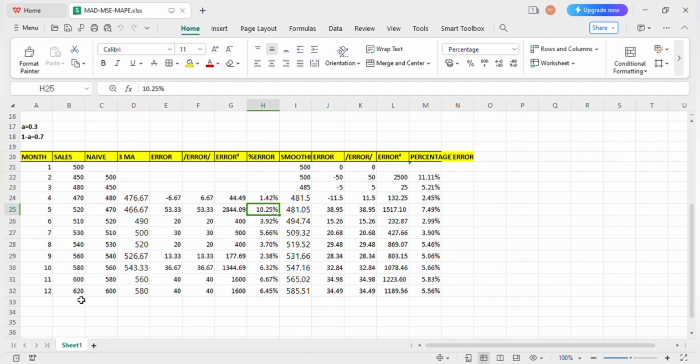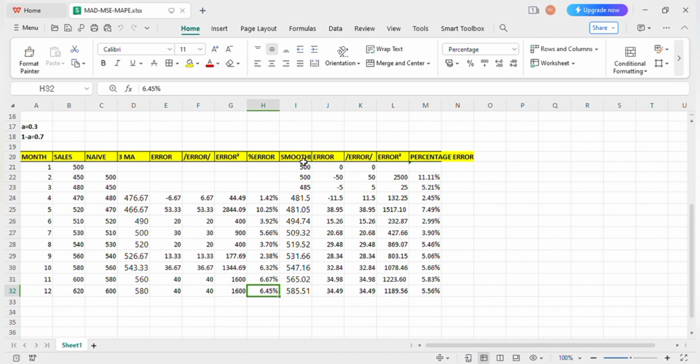And for 12 months, we get 6.45 because we calculate the absolute error of 40, and we divide it by actual sales of 620, and from that result, we multiply by 100 in order to get the percentage of 6.45%. So that's the 12th period, or that's the December.